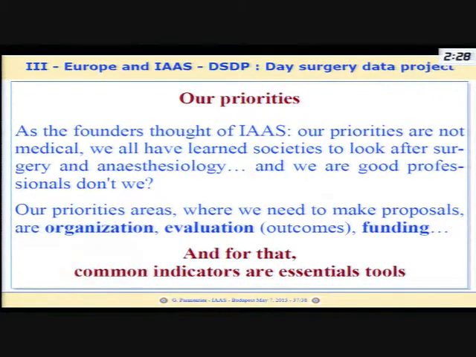Then, our priorities for us, IAS. As the founders thought of IAS at the beginning, our priorities are not medical. We all have learned society to look after surgery and anesthesiology or nurses, and we are all good professionals, don't we? So our priorities in the IAS, even in our Congress, should be, must be, where we need to make proposal. That's organization, evaluation, outcome first, funding, etc. And for that, common indicators are essential tools.